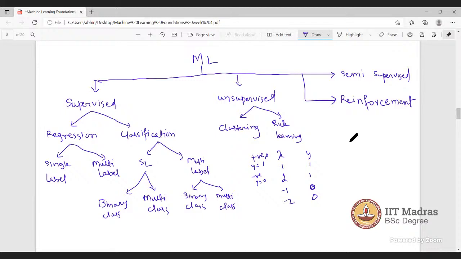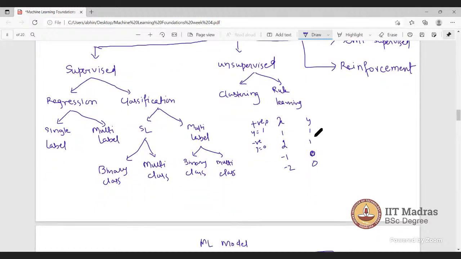Now suppose we have a situation. There are two classes here: there is 1 and there is 0. So here it is a single label binary class. The label is one, but the classes are two. So it is a single label binary class problem.